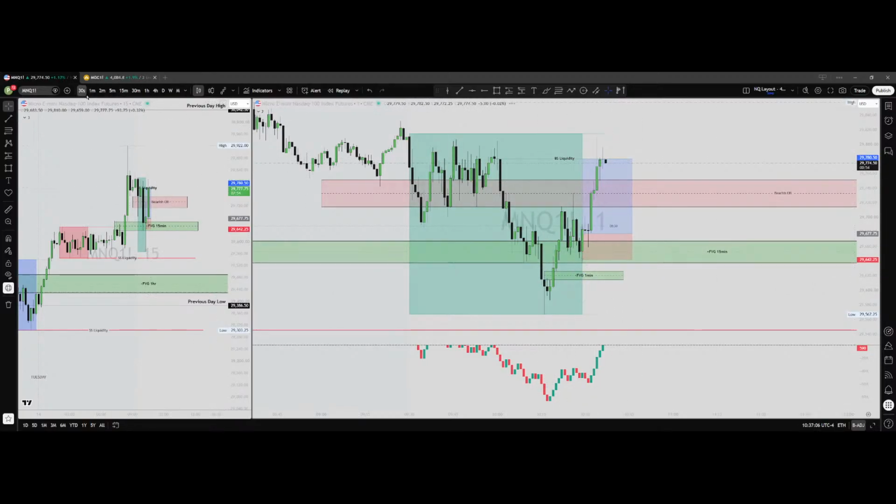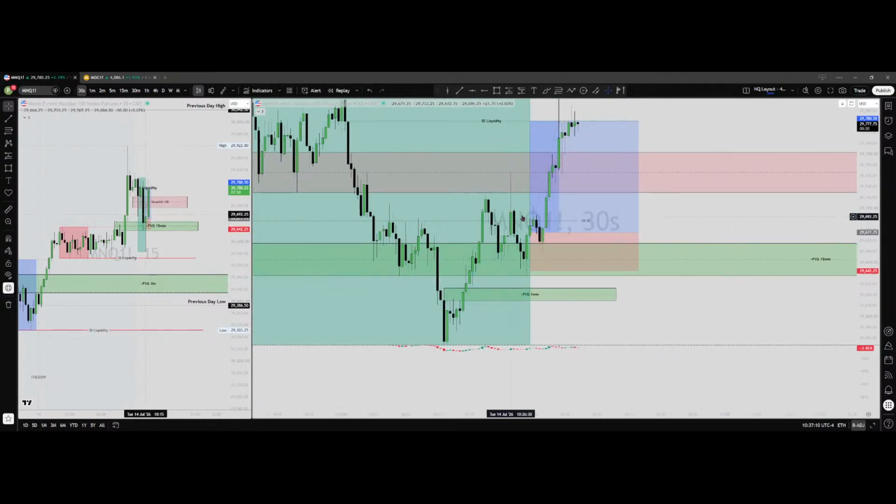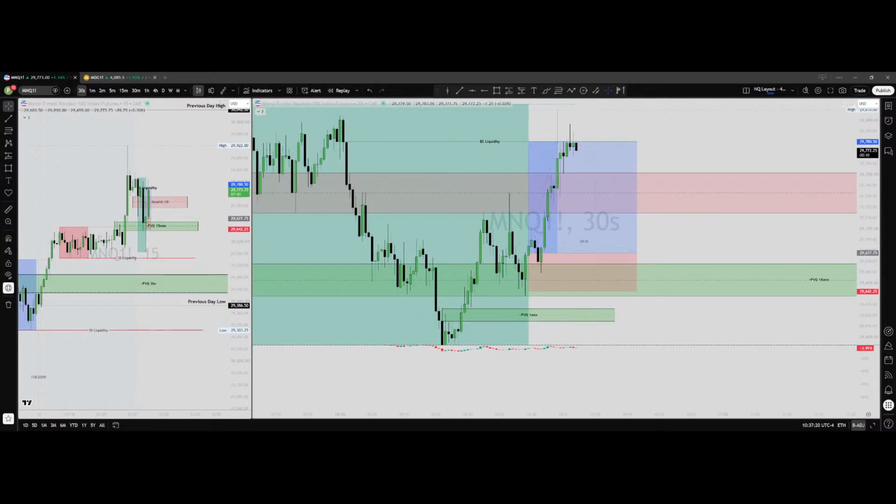So all we did was move to a lower time frame, the 30-second time frame. Same setup: liquidity sweep, V-shape rejection. We entered on this IFVG. We got an FVG here as well, and another FVG here, which was supporting, and price just rallied from there on.